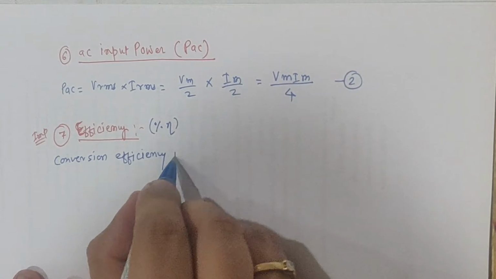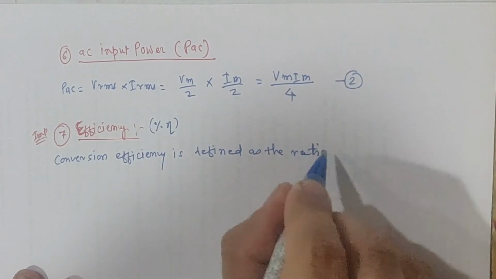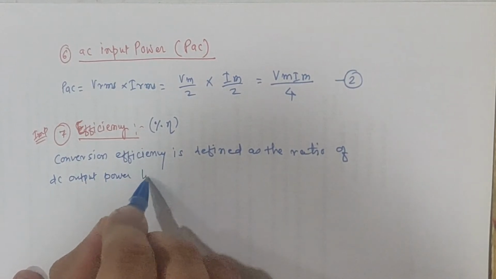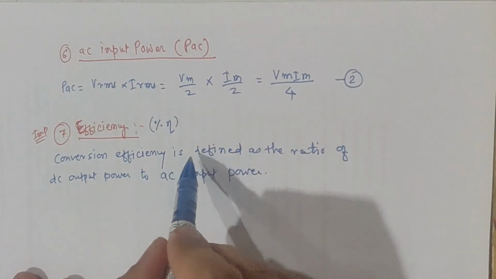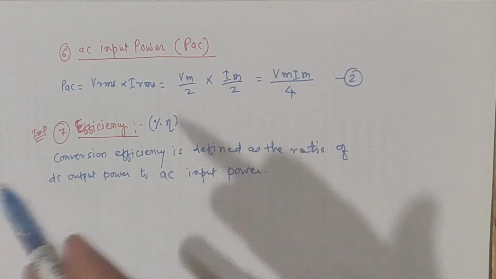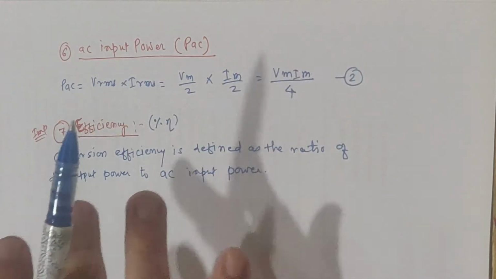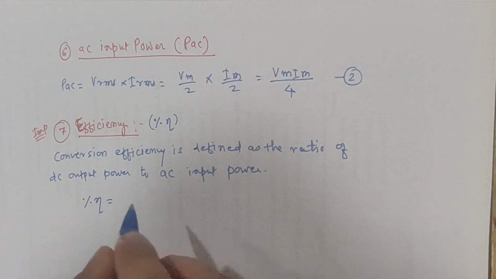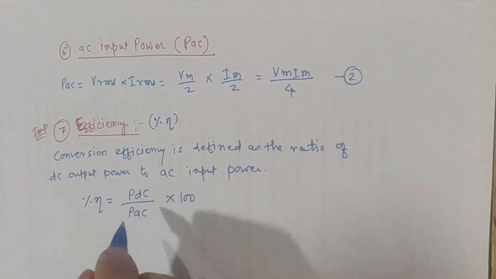So I will write conversion efficiency is defined as the ratio of DC output power to AC input power. You know the efficiency is defined as output upon input. So in this case, the output is DC output and the input is AC input. So we are taking that. Let us put this value. So it will be percentage efficiency equals PDC upon PAC into 100, because we are taking the percentage.